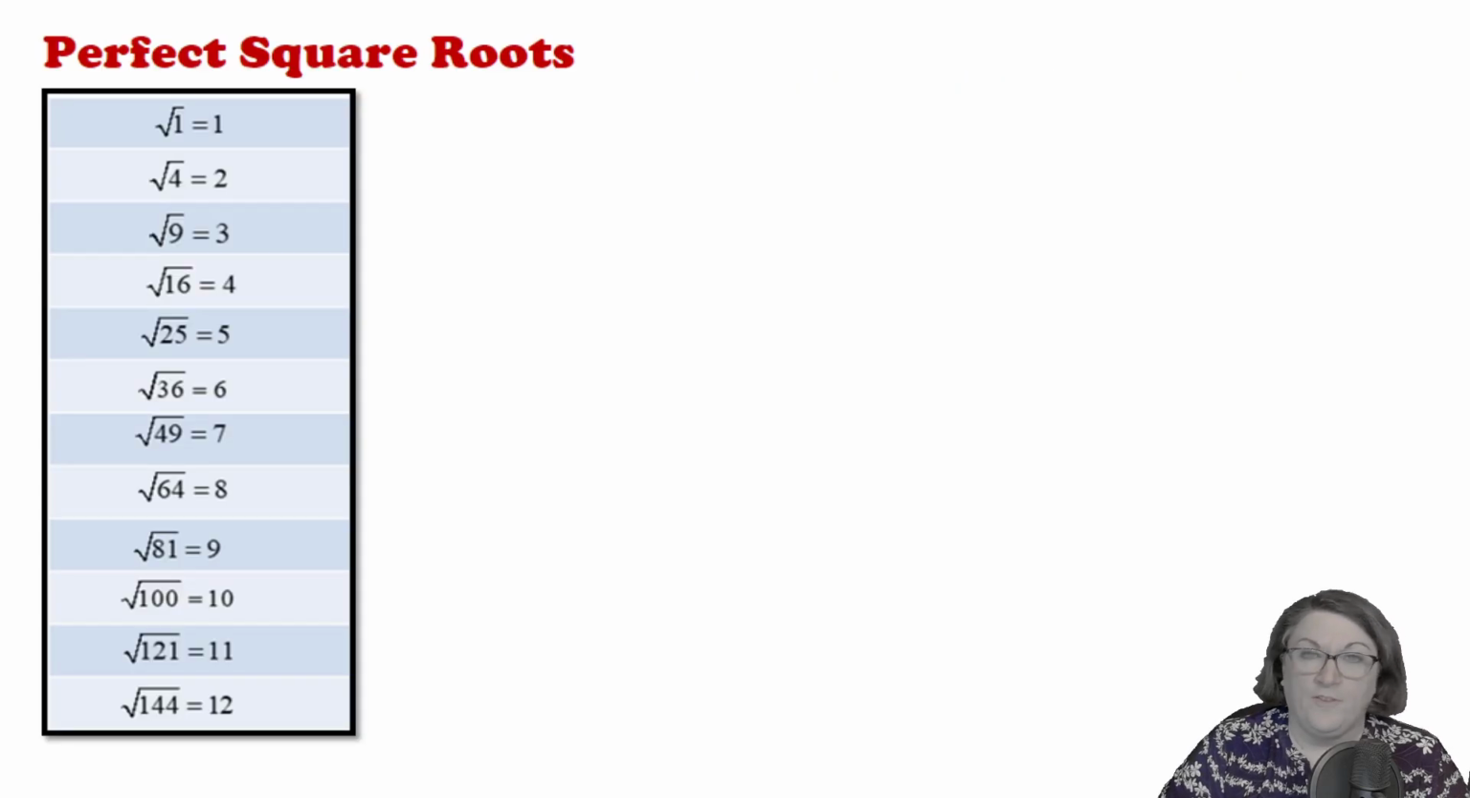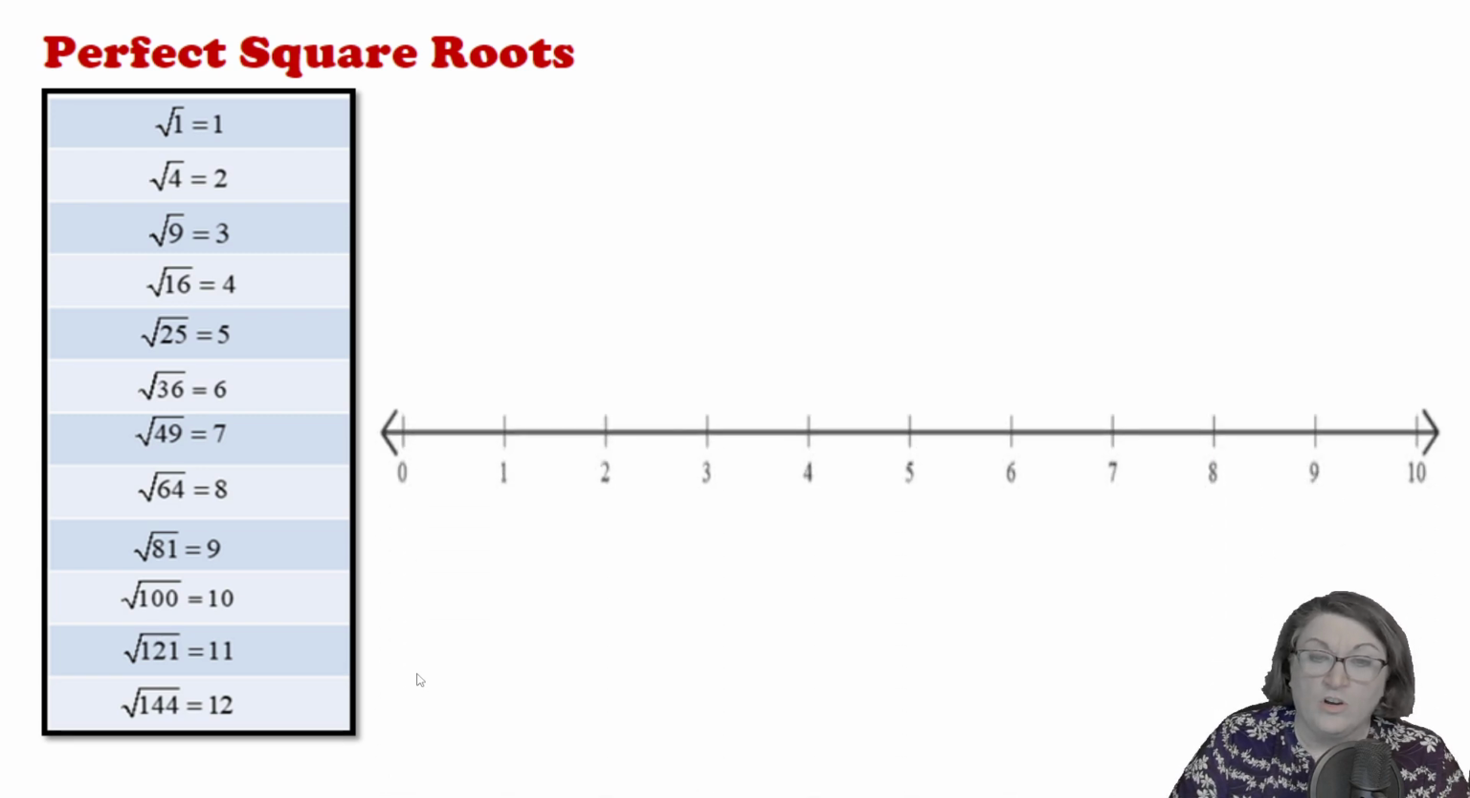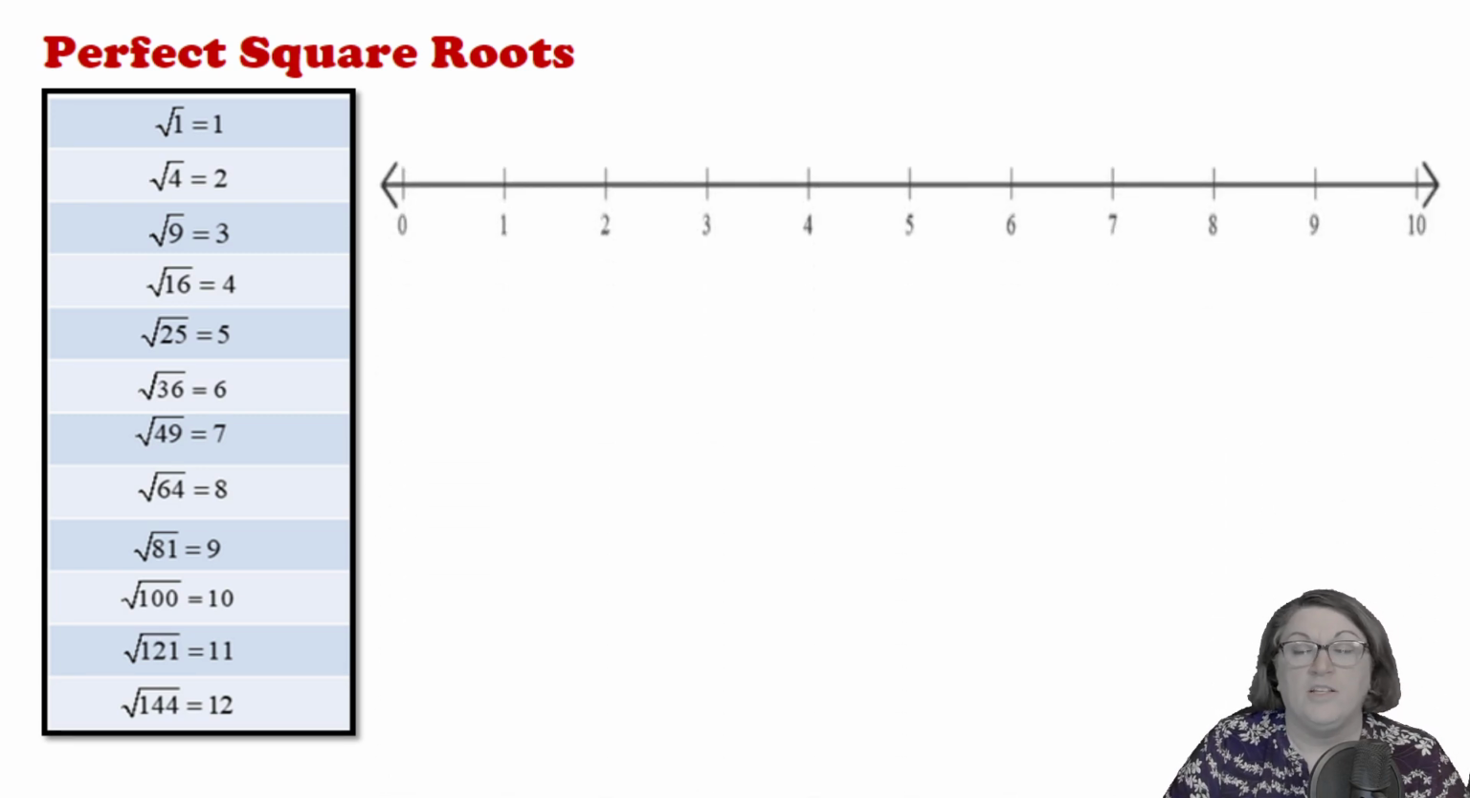So here are our perfect squares. Remember, perfect squares are when you just say, 1 times 1 is 1, 2 times 2 is 4, 3 times 3 is 9, 4 times 4 is 16, and so forth. And we just have those all the way until 12 times 12, which is 144. We're going to start off with having a number line because once we know the estimate of the non-perfect square root, we're going to try to plot it in the correct location on the number line.